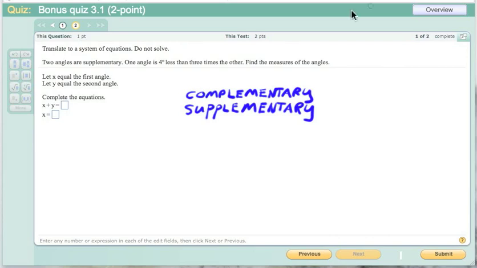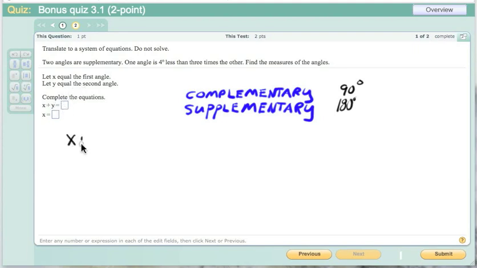You know, a funny thing going on here in this problem. They want us to translate to a system of equations, do not solve. And they say two angles are supplementary. And so they don't just tell us, you know, two angles sum to 90 degrees or two angles sum to 180. To untangle this, you have to know which is which. Notice that C comes before S in the alphabet, and notice that 90 degrees comes before 180. So that's how I memorized the definitions of these words. Two angles sum to 180. If the first one is x and the second one is y, they're going to sum to 180.